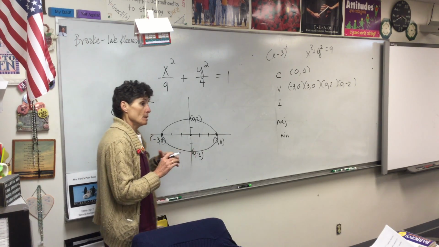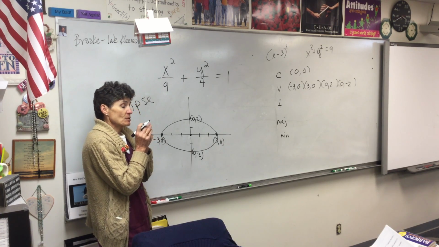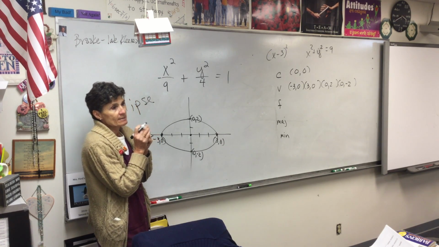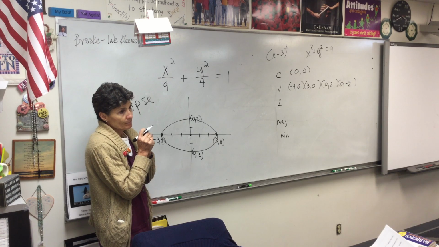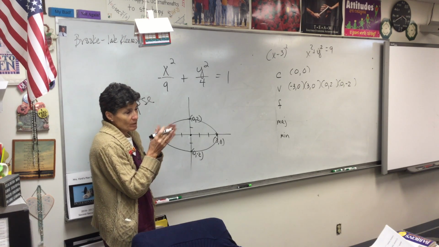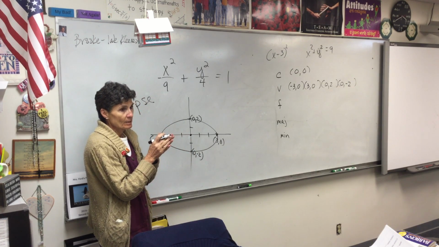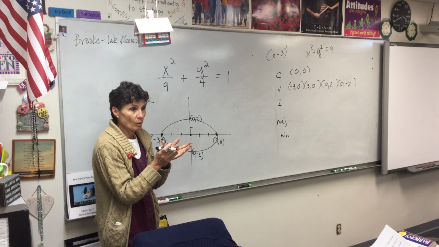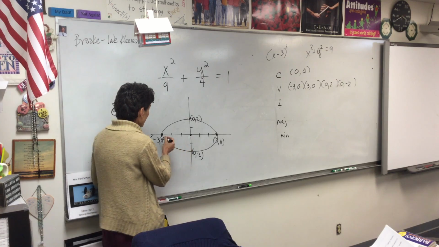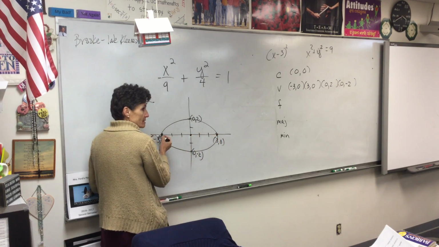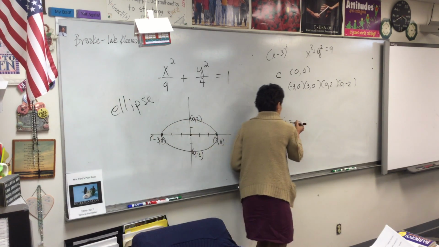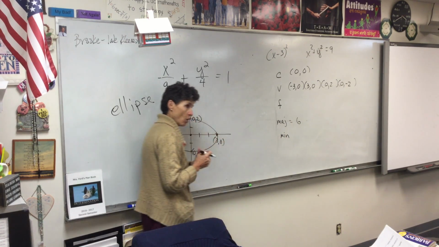Now, every ellipse has what's called a major axis and a minor axis. What do you think the difference is? What do you think makes something major and something else minor? What's the difference? The greatest one, the longest one is the major one. So how long is my major axis? 6. That goes here. It's 6 long.